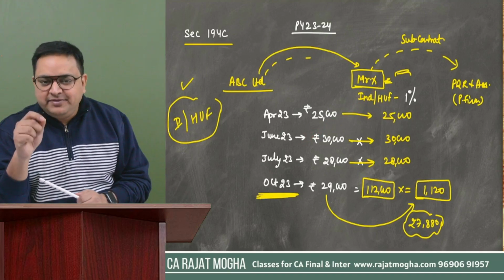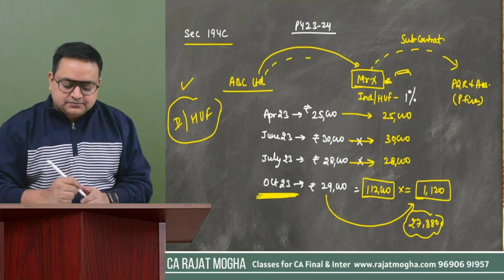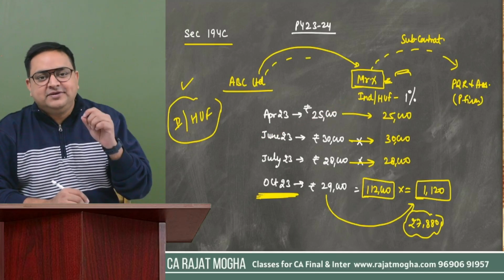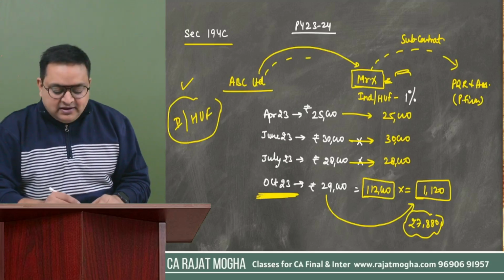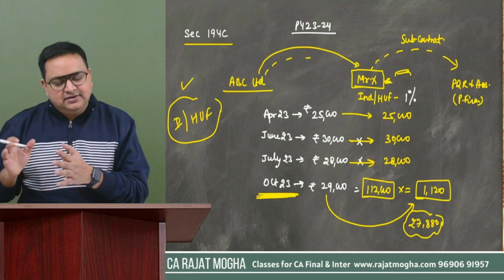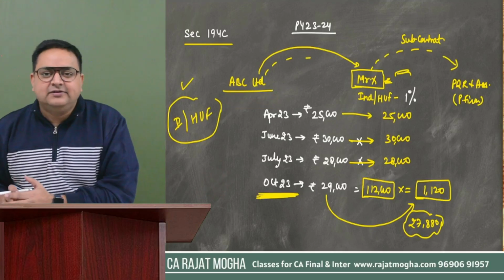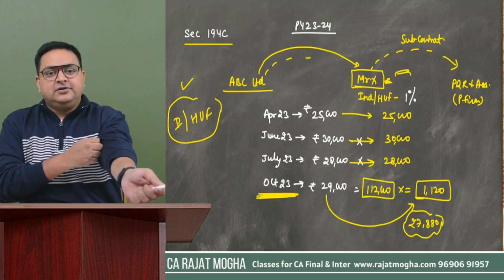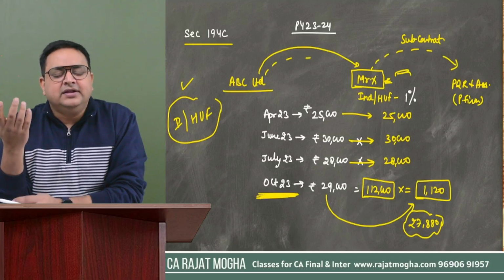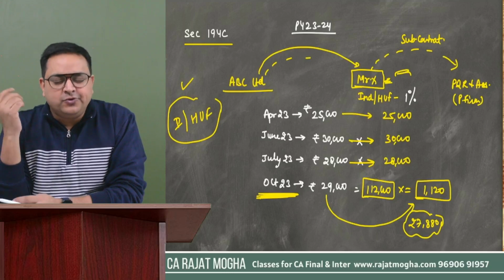And also please remember, this comes in examination also. If this person does not furnish his PAN number, then we will apply the rate of 20%, which I'll be discussing in the later part of this lecture today. Whenever the receiver does not furnish the PAN number, then the maximum rate of TDS goes to 20%.